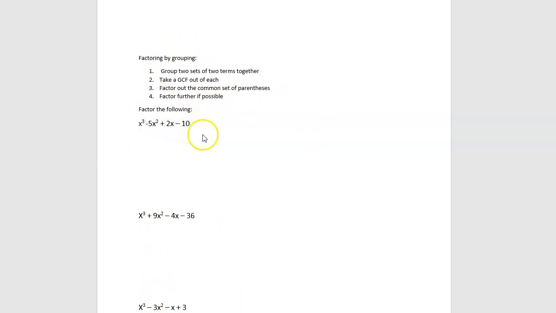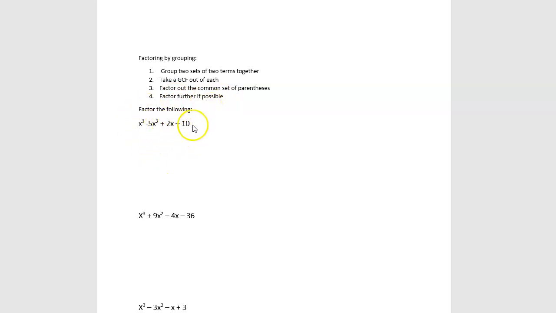So we're going to follow these steps. We're going to group two sets of two terms together. We'll see what I mean by that with the first example. We're going to take a greatest common factor out of each set. And then we're going to factor out the common set of parentheses. And if we can, we will factor further. Some of them we'll be able to, some of them we won't. Okay, so let's look at the first one.